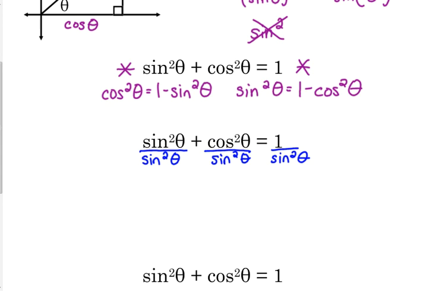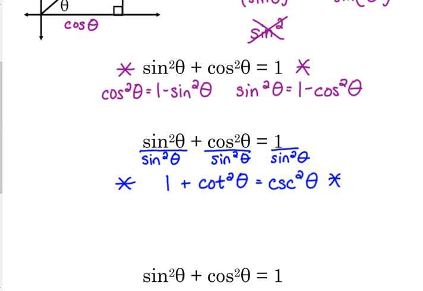Sine squared divided by sine squared is 1. Cosine over sine, what is that equal to? Cotangent. And they were both squared, so it is equal to cotangent squared. Okay? And 1 over sine squared is equal to cosecant squared. That's where our second one comes from. 1 plus cotangent squared of theta is equal to cosecant squared of theta.